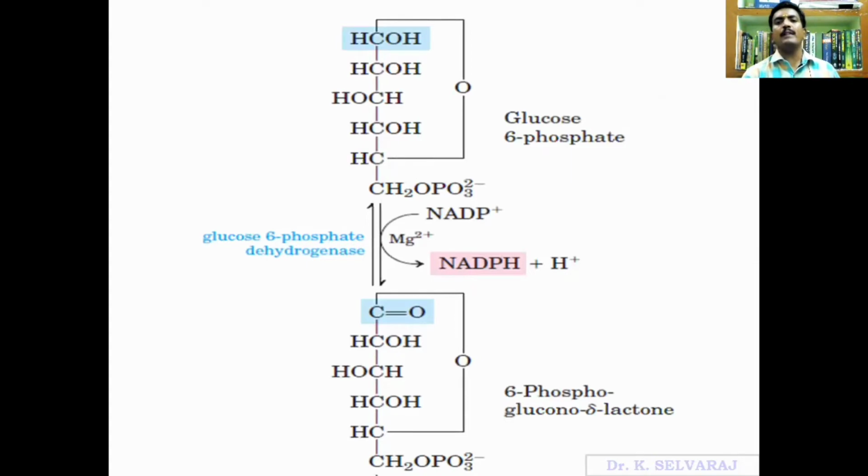In the oxidative phase, the first step is that glucose 6-phosphate is converted into 6-phosphogluconolactone with the help of the enzyme glucose 6-phosphate dehydrogenase. The glucose 6-phosphate dehydrogenase enzyme is involved, and it converts glucose 6-phosphate into 6-phosphogluconolactone. It is the first step. In this first step, NADP plus is reduced into NADPH and one hydrogen ion is also released.